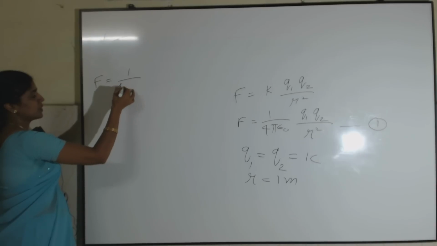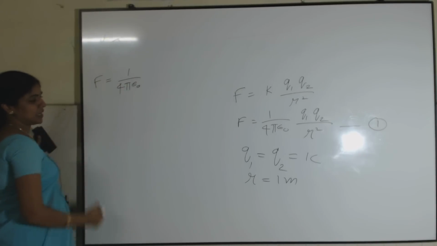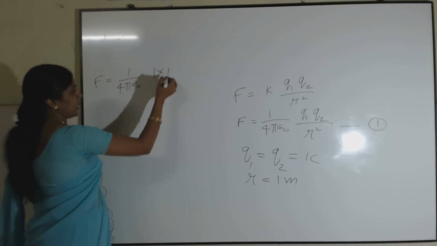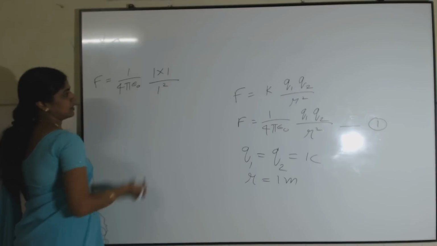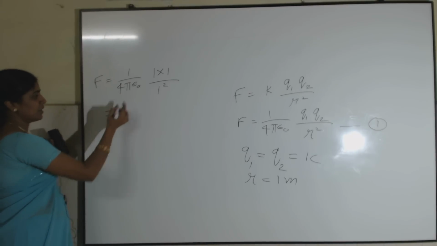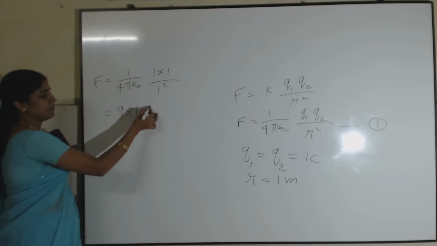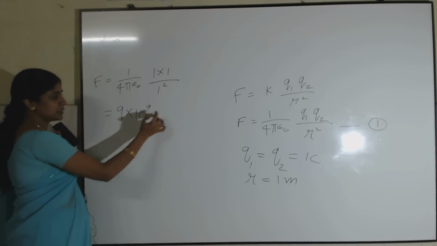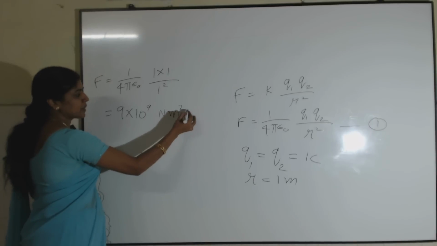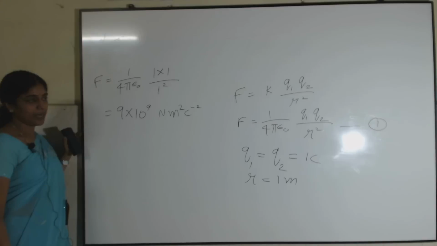F equal to 1 by 4 pi epsilon naught into 1 into 1 by 1 square. So, we know this value. What is 1 by 4 pi epsilon naught? Its value is 9 into 10 power 9. What is its unit? Newton meter square C power minus 2.